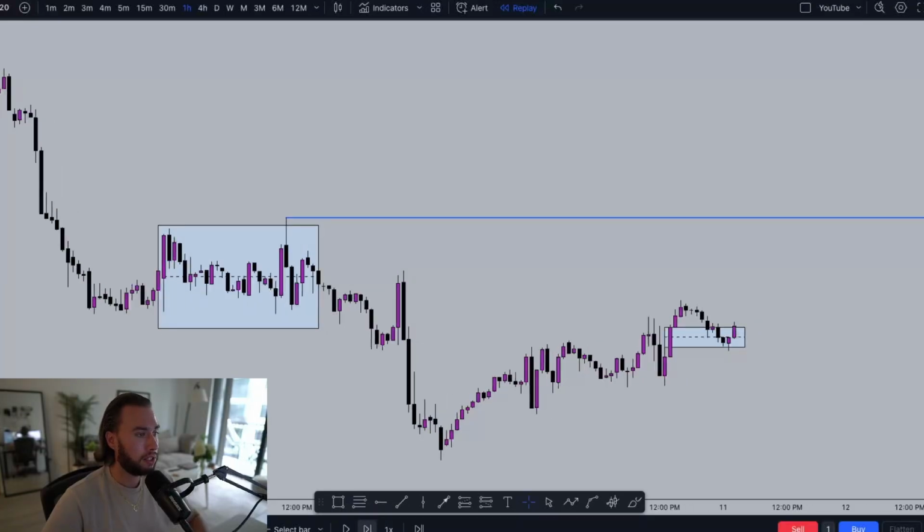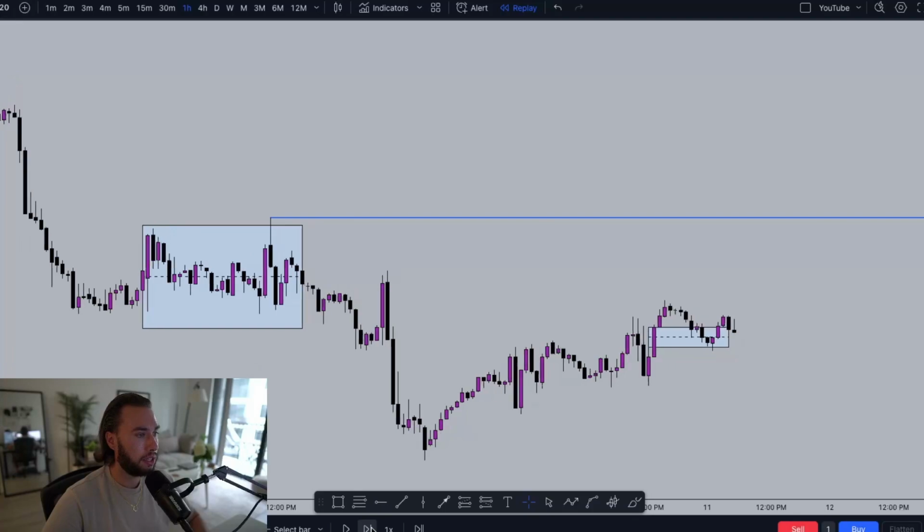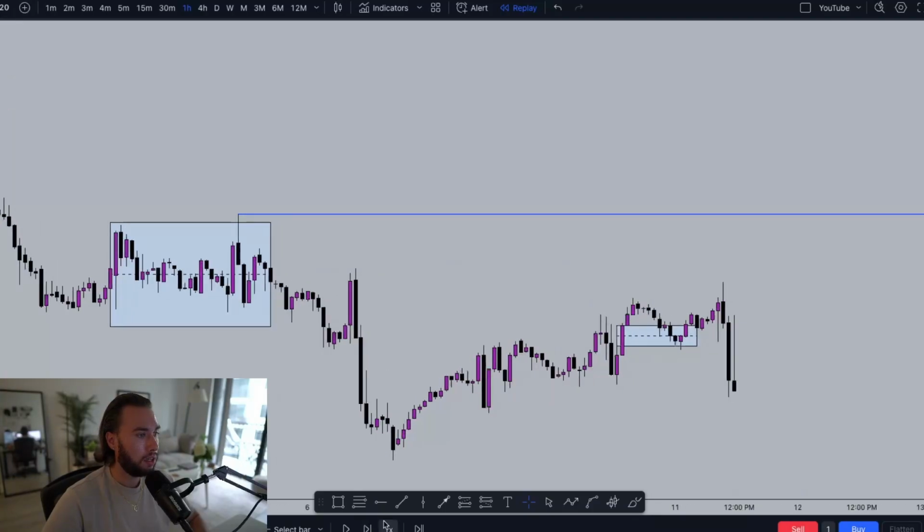We trade into the inefficiency. Notice the bodies of the candles are respecting the inefficiency. We never close below it, which is validating that it is using it to send price higher. Now look at this. The market closes below it. Now look at what we've done here.